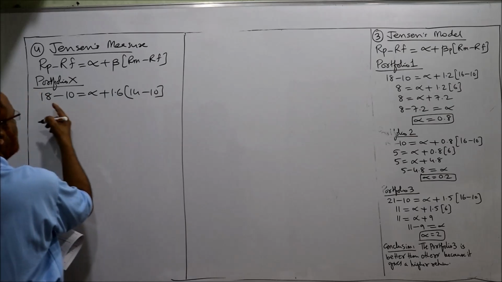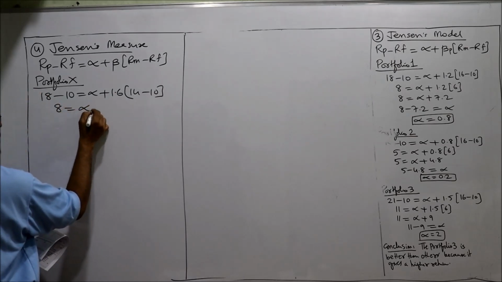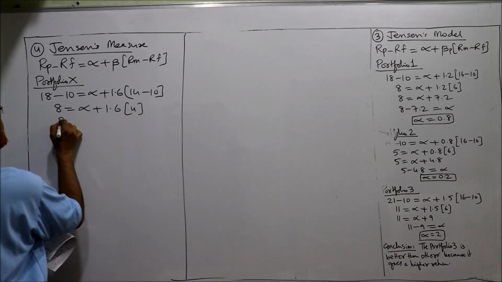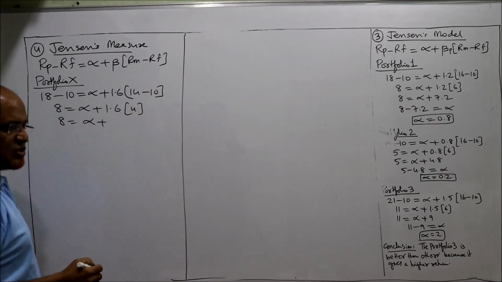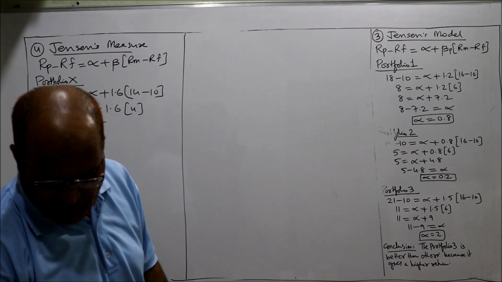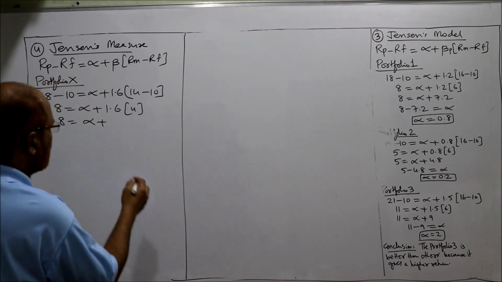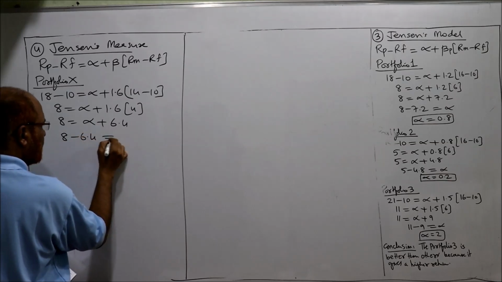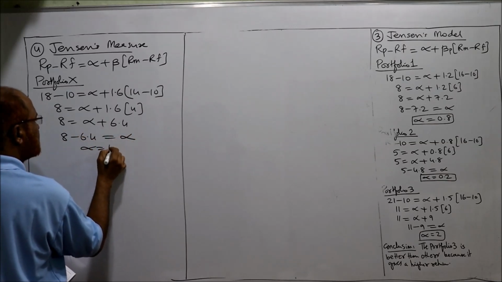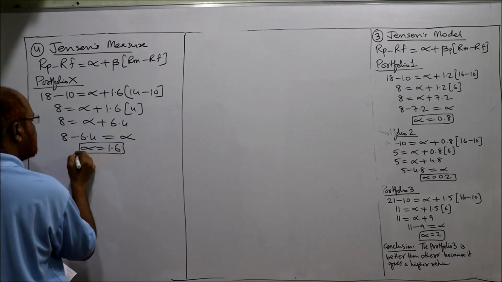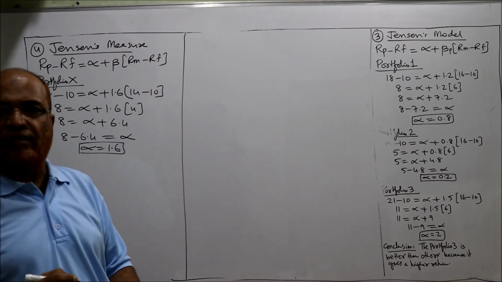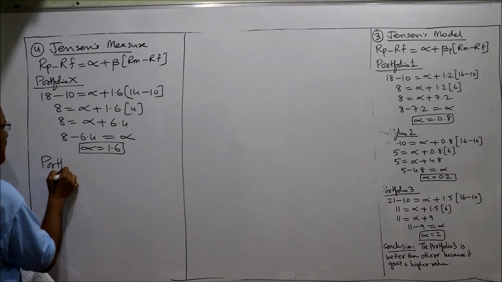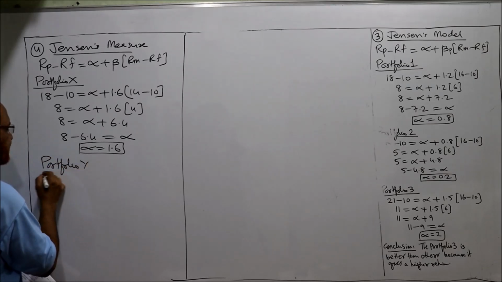14 minus 10. So 8 is equal to alpha plus 1.6 into 4. 1.6 into 4 is 6.4. 8 minus 6.4 is equal to alpha. Alpha is equal to 1.6. So we got alpha 1.6 for portfolio X. Similarly, we calculate for portfolio Y.